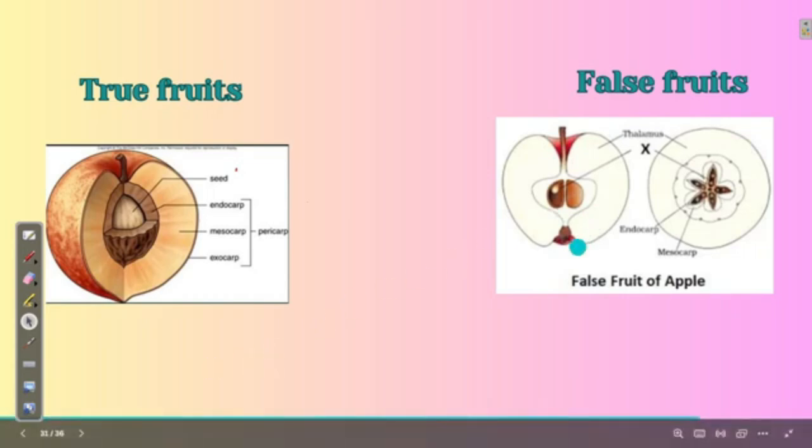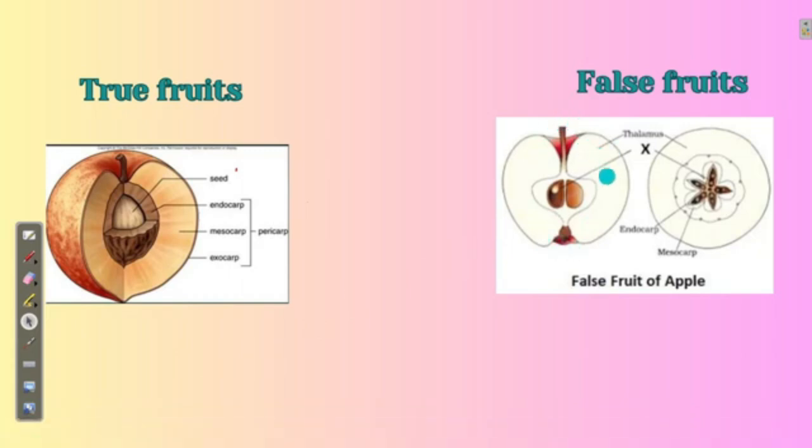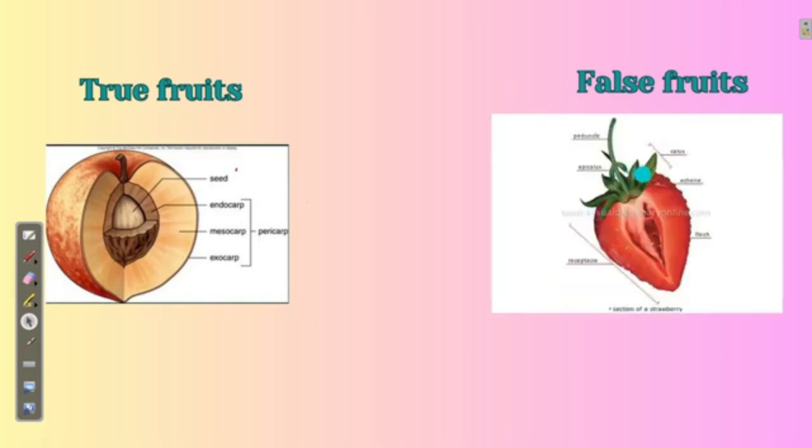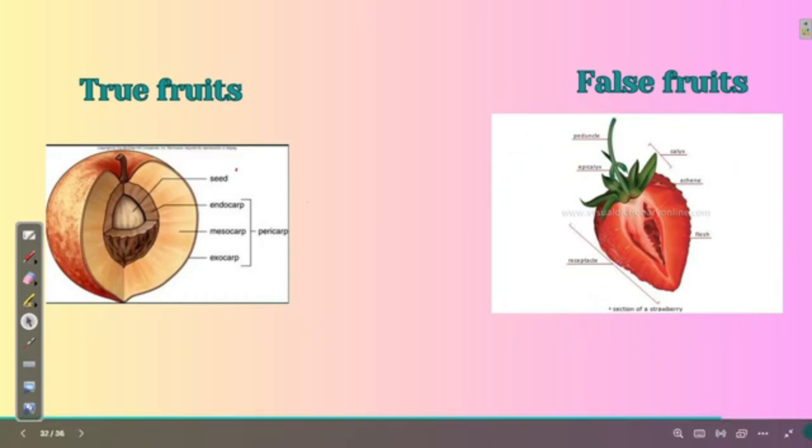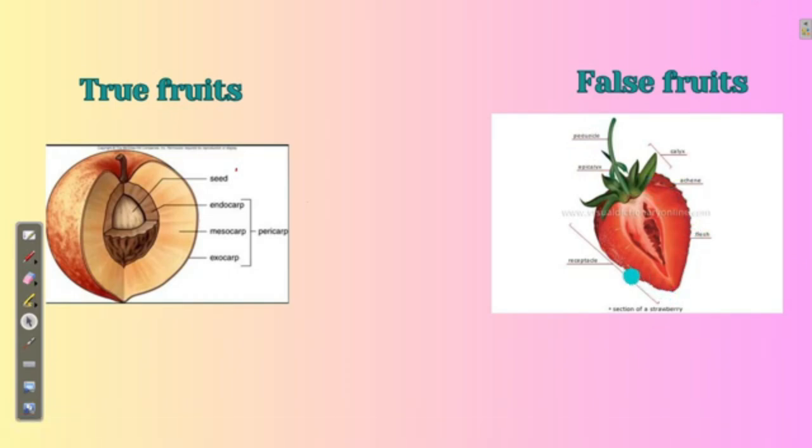So this is a false fruit of apple. The region which we eat, this fleshy portion, is actually developed from the thalamus, and the real pericarp is found inside. What we eat is the false fruit of apple, and the real fruit that develops from the ovary is at the center. In the case of strawberry, it is developed from an inflorescence. It's an aggregate fruit. All the small or minute fruits which you see here are a collection of small berries or small fruits.